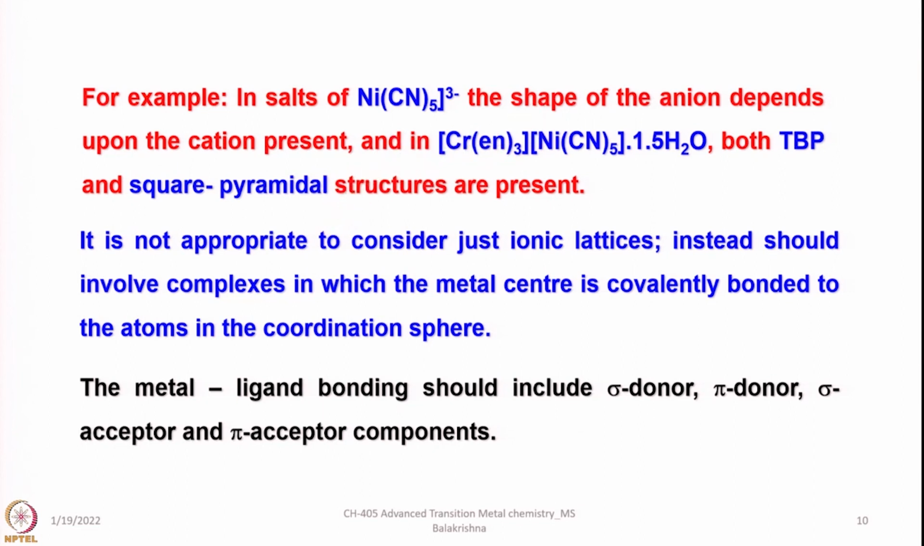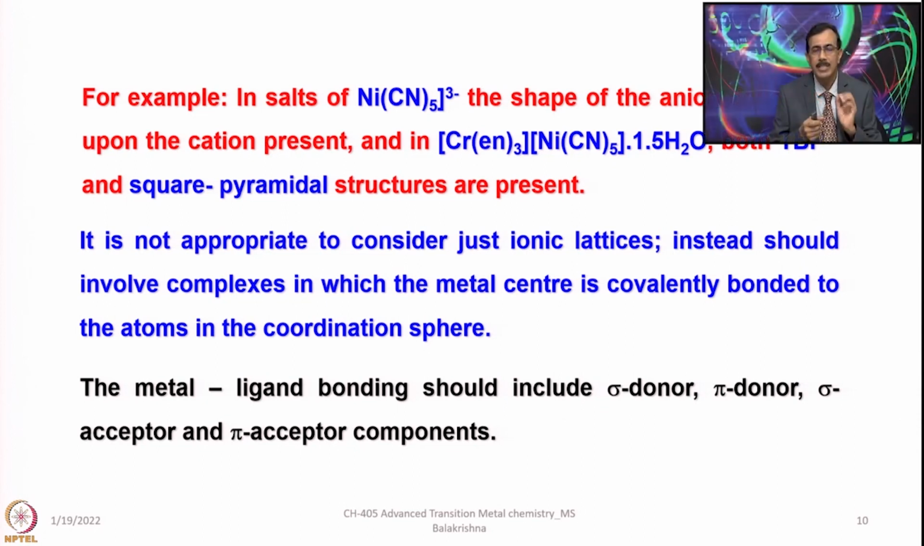That means it is not appropriate to consider just ionic lattices, instead we should involve complexes in which the metal center is covalently bonded to the atoms in the coordination sphere. The metal-ligand bonding also should include not just sigma donor but also pi donor and also sigma acceptor as well as pi acceptor components. Of course, you can understand these things very clearly when we talk about the classification of ligands.